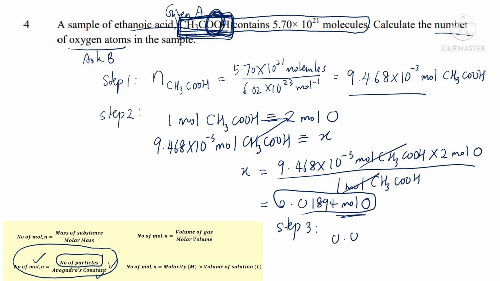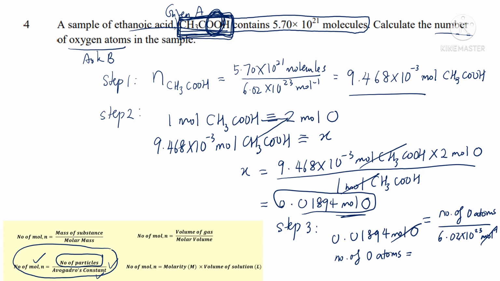So 0.01894 mole of oxygen. And we want to find the number of oxygen atoms. And the Avogadro constant is 6.02 times 10 to the power of 23 per mole. So per mole and mole can cancel out to give us the number of oxygen atoms as 1.14 times 10 to the power of 22 oxygen atoms.